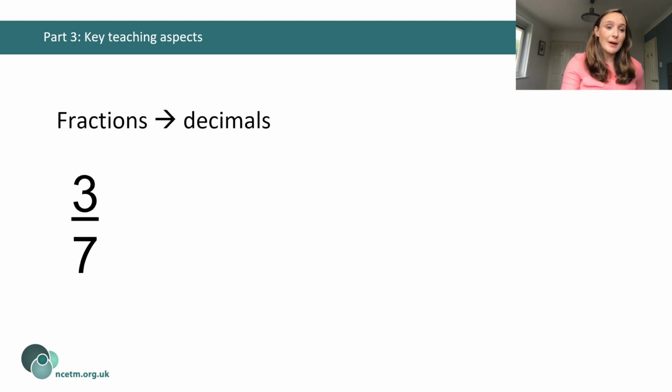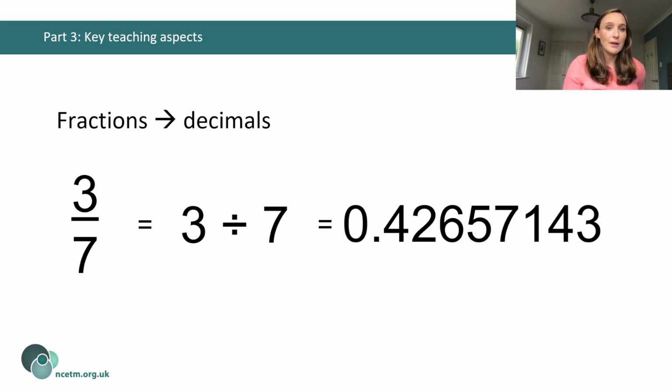So we then talk about the fact that this line actually represents a divide. So we could say this is equivalent to 3 divided by 7. And what is 3 divided by 7? Using a calculator or a long division method, whatever you like. Now, this is an awkward number, but they should get to a decimal. And so we've got from a fraction to a decimal, using the understanding that this line actually means divide.